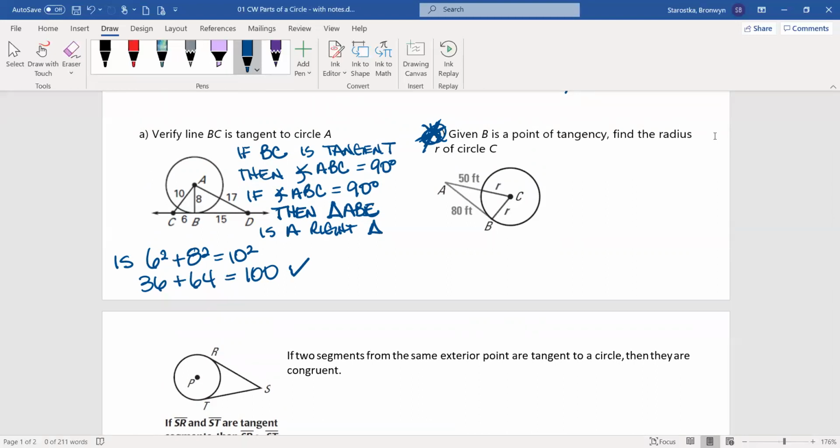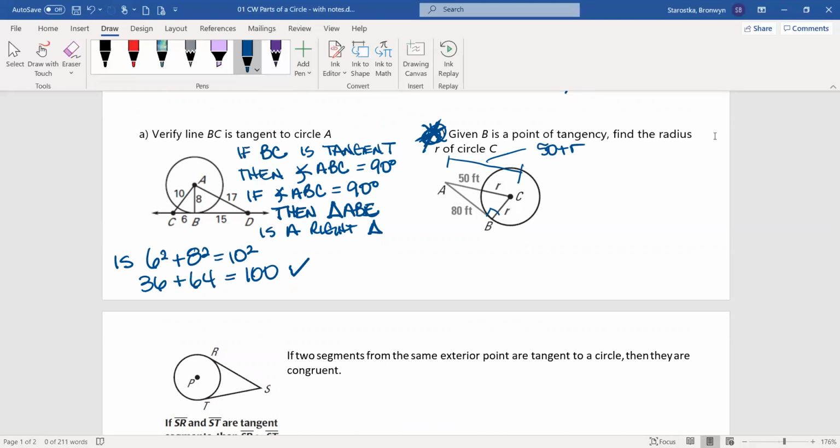All right, given B is a point of tangency, so we know it's tangent, so we know that triangle ABC is a right triangle. We want to find the radius R of circle C. So this whole length, AC, that whole length is 50 plus R.